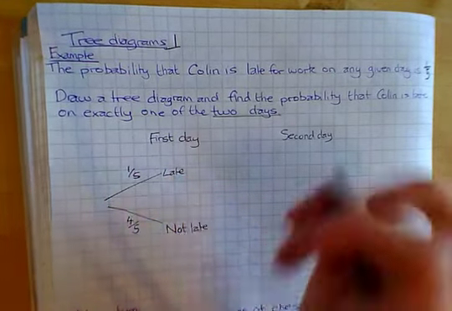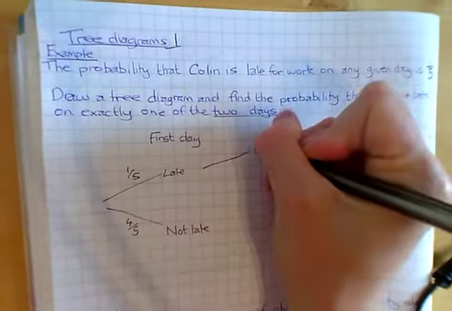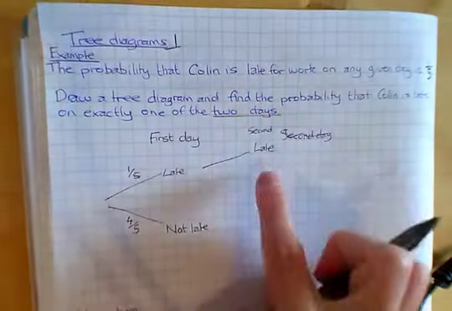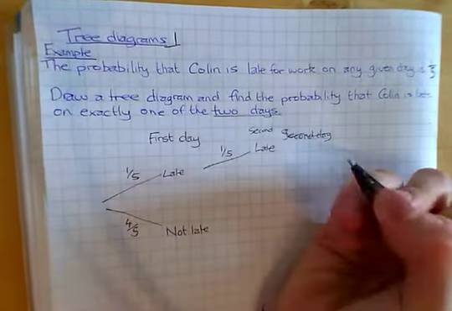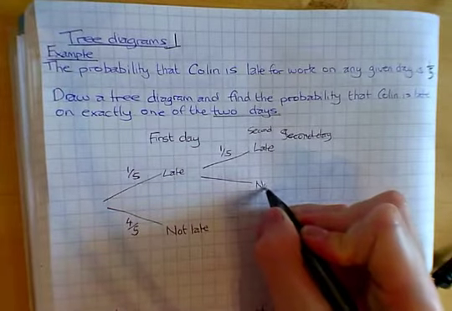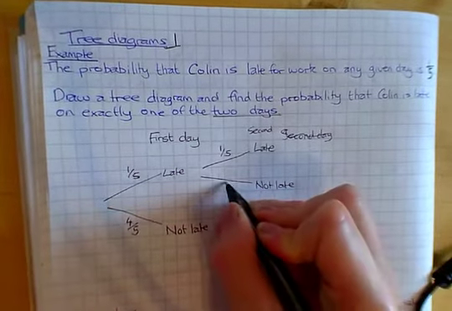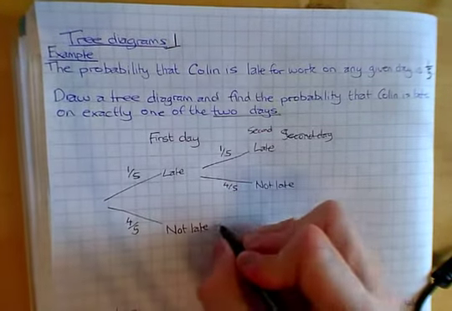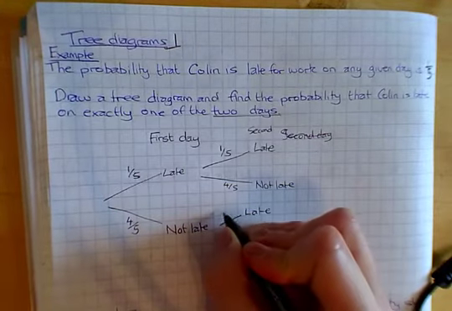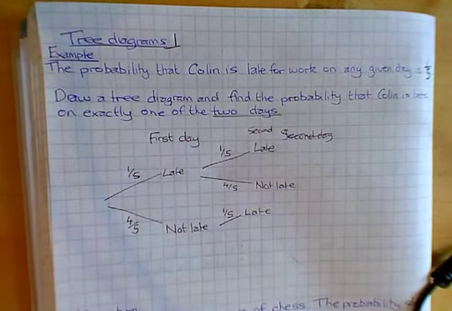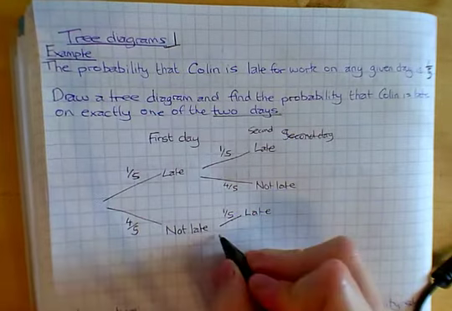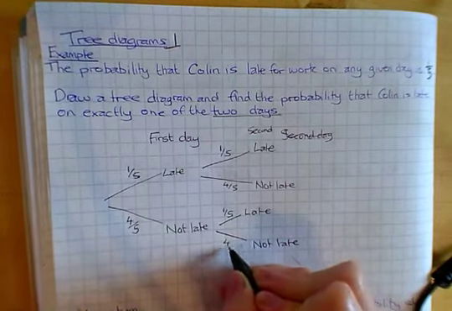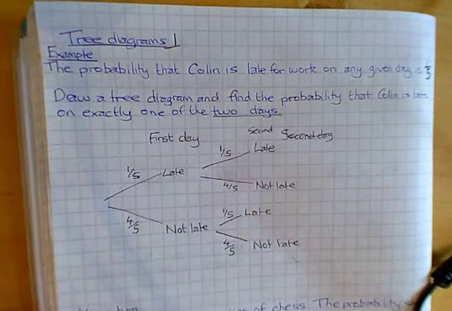He could be late on the first day, and then on the second day, he could be late again. I'm just going to rewrite the second day there. He could be late again. Again, that's with a probability of 1/5. Or he could be not late on the second day, and the probability there is the same. He could be not late on the first day and then late on the second day, and that probability that he's late stays as 1/5. And he could be not late on both of those days. And again, that probability there will be 4/5.